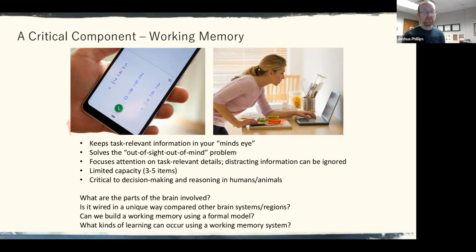And working memory is a type of cognitive capacity that we have in humans and animals. So working memory is a particular kind of memory that keeps task relevant information. It solves something called the out of sight, out of mind problem. It's usually best to look at examples to think about how you do it. So if I give you a phone number, and you dial it into your phone, for a brief moment, I'm giving you the digits 615-324-8967, and that's just an arbitrary number I made up, right? But I'll give you those digits. You'll remember them in your working memory for a very brief time until you type them into your phone.